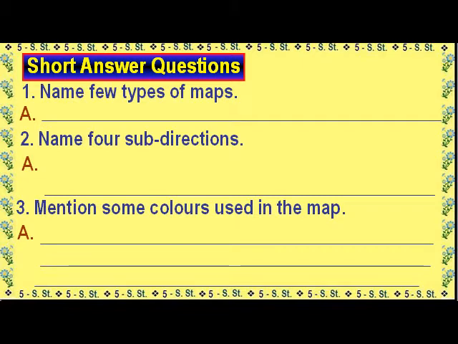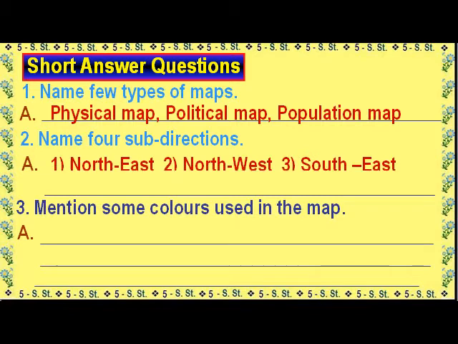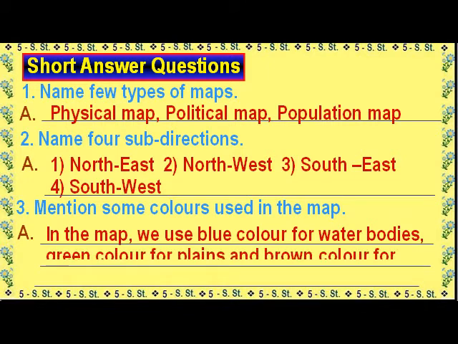Short answer questions. Name few types of maps. Physical map, political map, population map. Name four sub-directions. Northeast, northwest, southeast, southwest. Mention some colors used in the map. In the map, we use blue color for water bodies, green color for plains, and brown color for mountains.